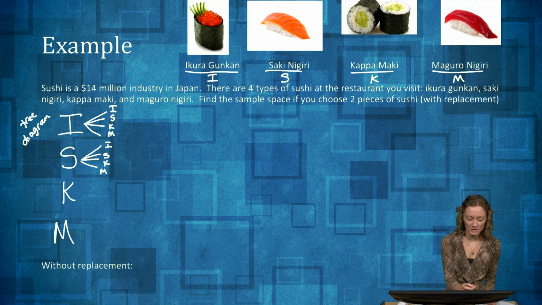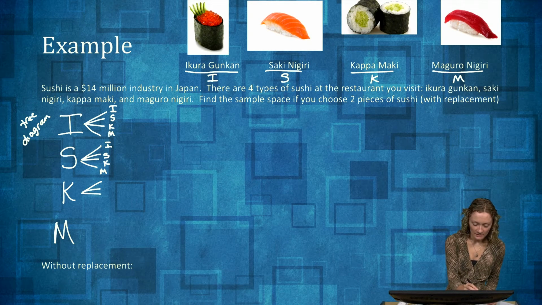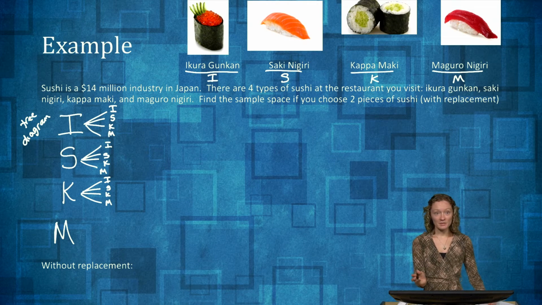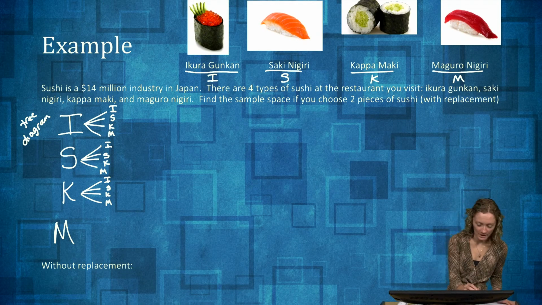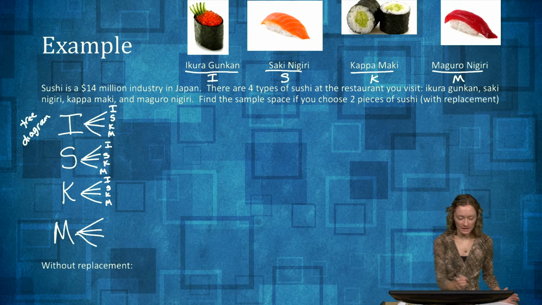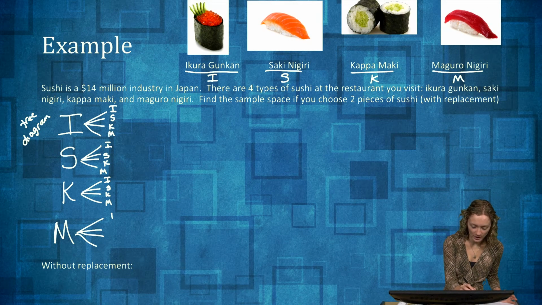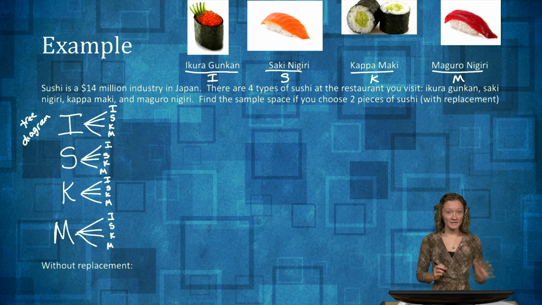Okay, what if your first choice had been Kappamaki? Again, it could be any of the 4 as your second choice: Ikuri Gunkan, Sake Nijiri, Kappamaki, Majuro Nijiri. And again, this is because we have replacement. It would look a little different if there was no replacement, but we will talk about that. And then if your first choice had been Majuro Nijiri, you could second choose Ikuri Gunkan, Sake Nijiri, Kappamaki, or Majuro Nijiri. This is the tree diagram.